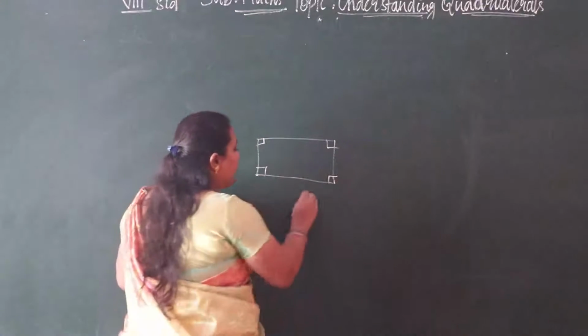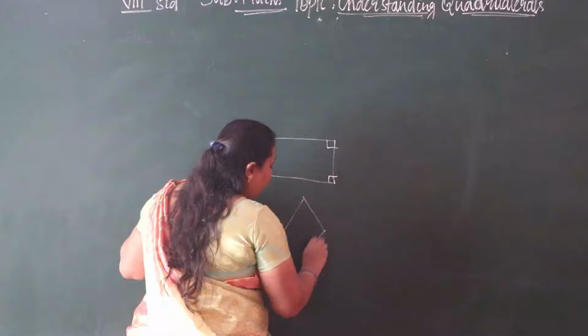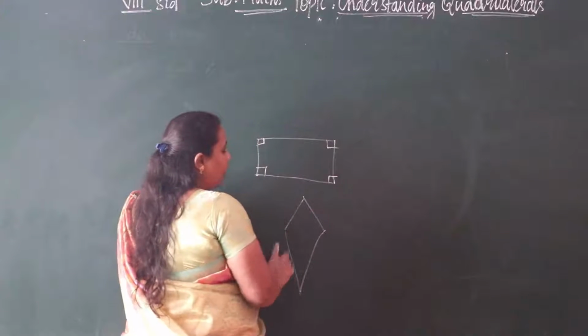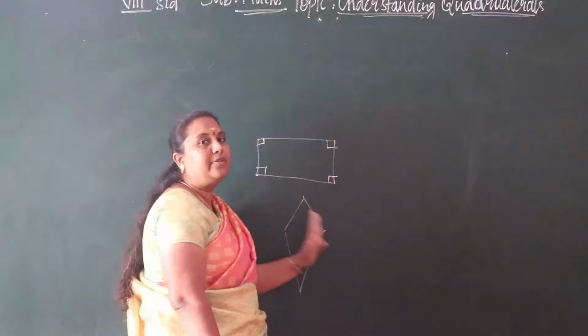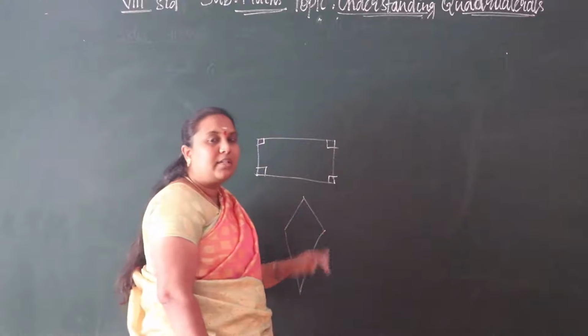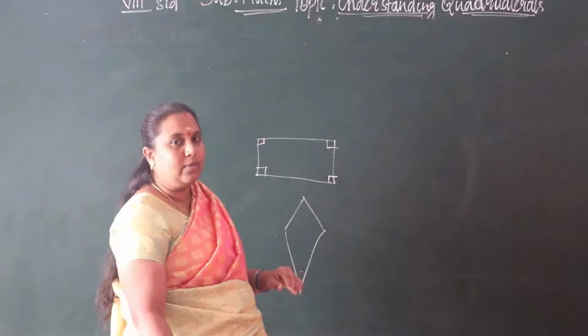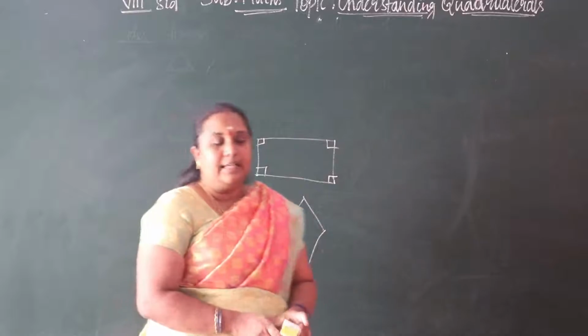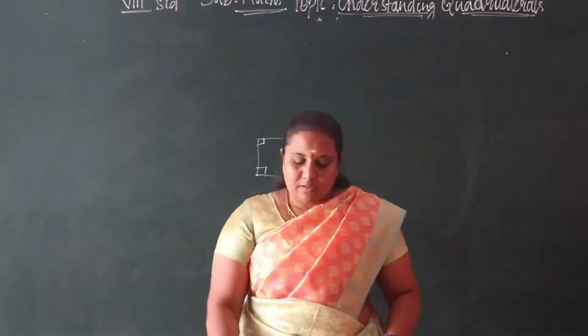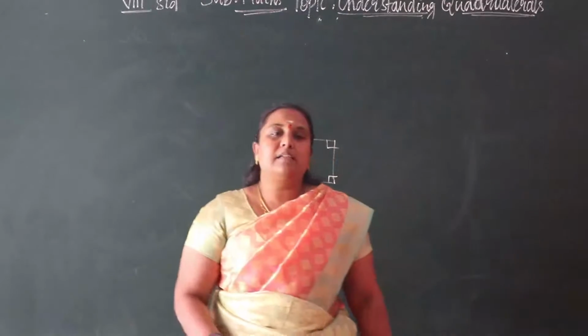And one more example, the kite. A kite also has non-equal sides, and only the opposite angles are equal, so the angles are also not all equal. So these are the examples of irregular polygons. Then we move on to the angle sum property.